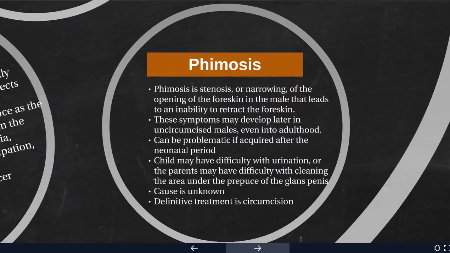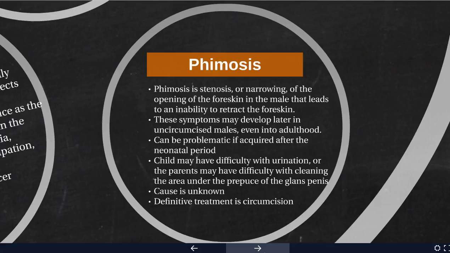Phimosis is the stenosis, or the narrowing, of the opening of the foreskin in the male that leads to an inability to retract the foreskin. Basically, for uncircumcised males, the foreskin slides up over the head of the penis, or the glans penis, and with phimosis cases, that foreskin is no longer movable. It becomes rigid and difficult to slide back down so that they can clean underneath the glans.